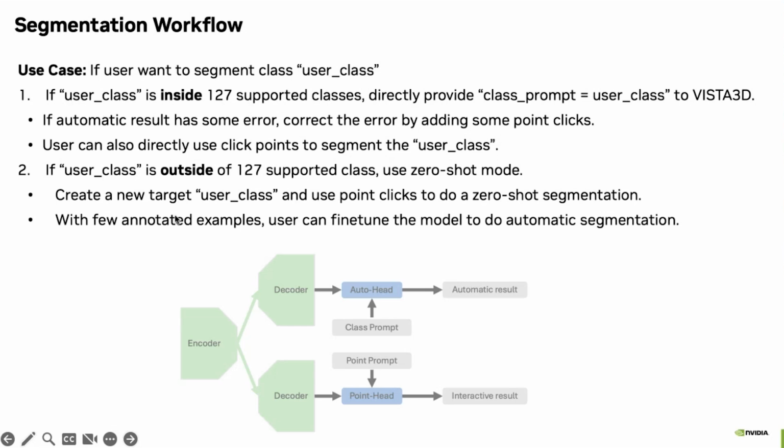For the other case, if the user class is outside of those 127 supported classes, we call this the zero-shot mode. The zero-shot mode is only supported by the interactive branch. So the user needs to create a new target called user class, and they use point clicks to do a zero-shot segmentation. When you have annotated a few scans, you can fine-tune VISTA-3D with those few annotated examples. We show the results in a later section, and the user can fine-tune the model and do this automatic segmentation.